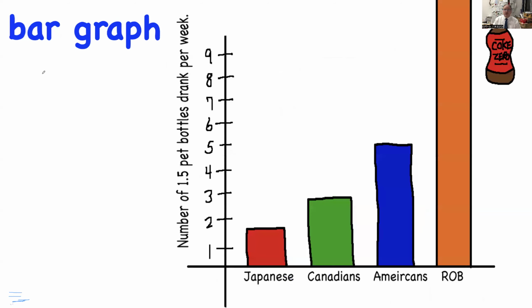Now, another graph is called a bar graph. You take the same information, you put it in a bar. And I'm sorry, this should be Americans, okay? So, for example, this is a joke, but it says, how many 1.5 liter PET bottles do people drink per week? According to this bar graph, the Japanese drink between 1 and 2, Canadians drink between 2 and 3, usual Americans drink 5, and I drink endless, of course. It's a joke, but the point is this is a bar graph, okay?